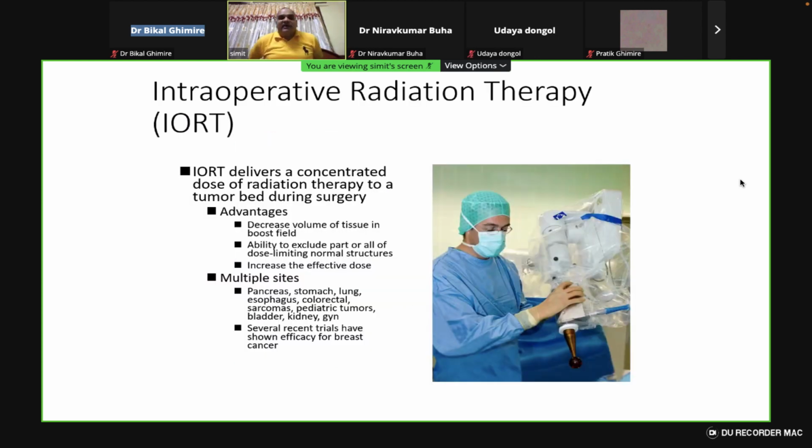Intraoperative radiotherapy is not available in Nepal. Here, it's an X-ray generating machine. During the surgery, it's mainly used in pancreas, stomach, lung, esophagus, and most are experimental. While doing the surgery, you open the tumor bed, and there are certain indications, like if the pancreas is attached to the celiac artery and you scrape it, then at the time of the surgery, you give radiation to the patient.